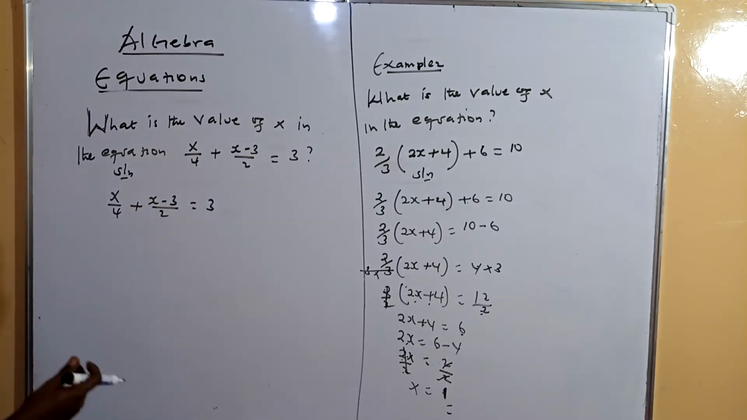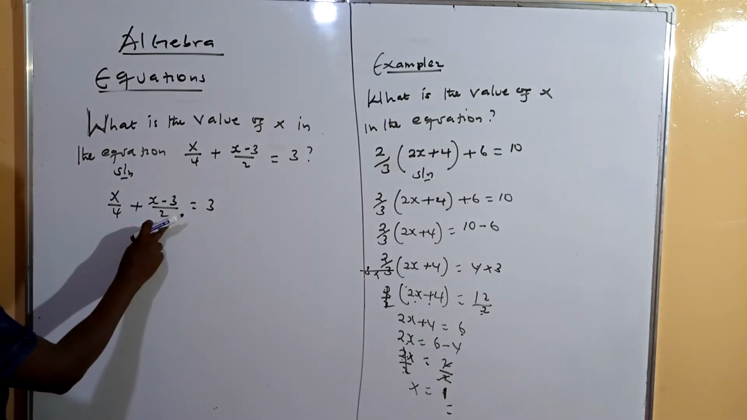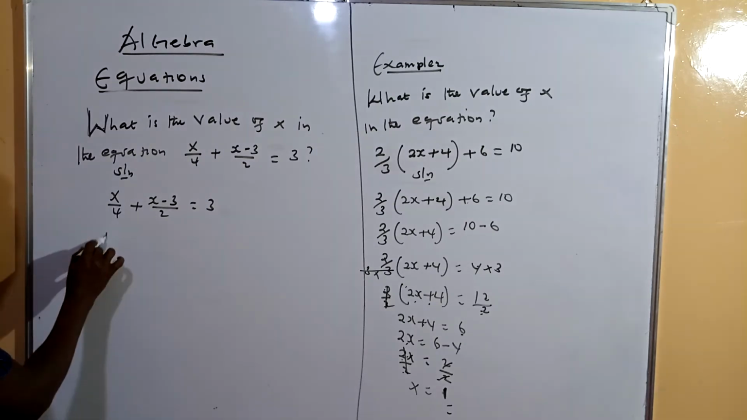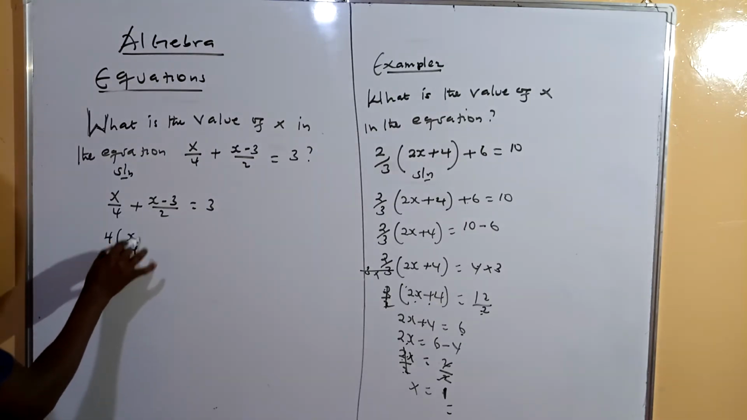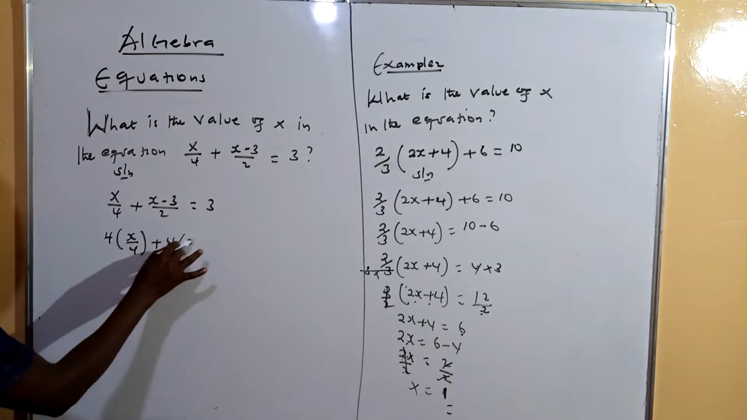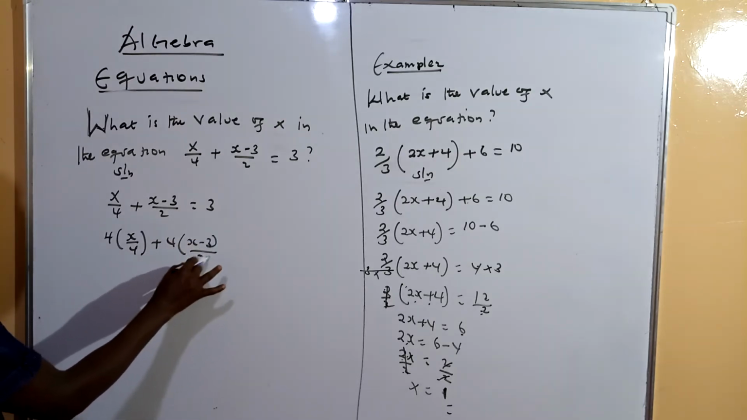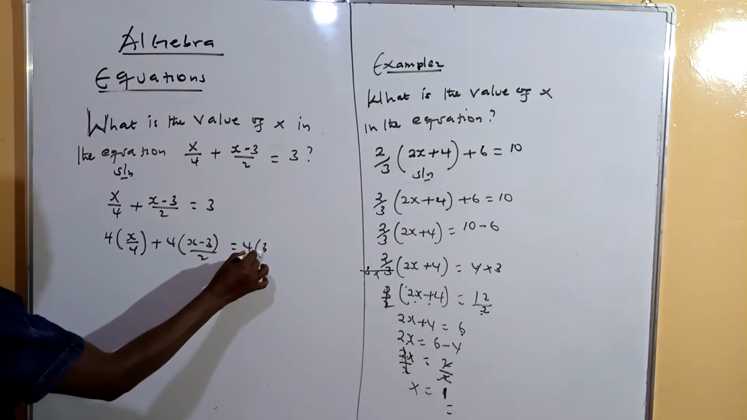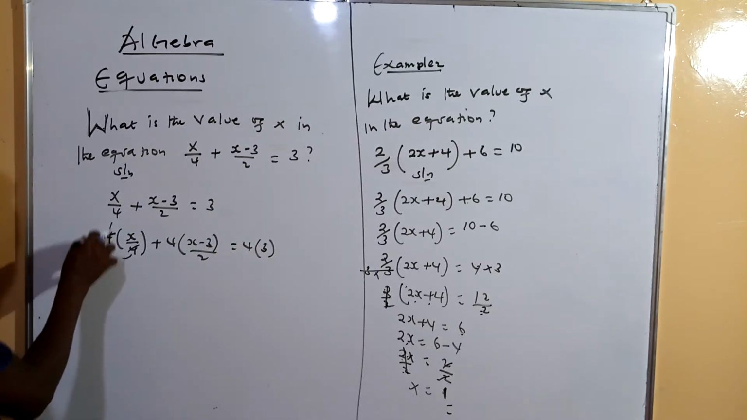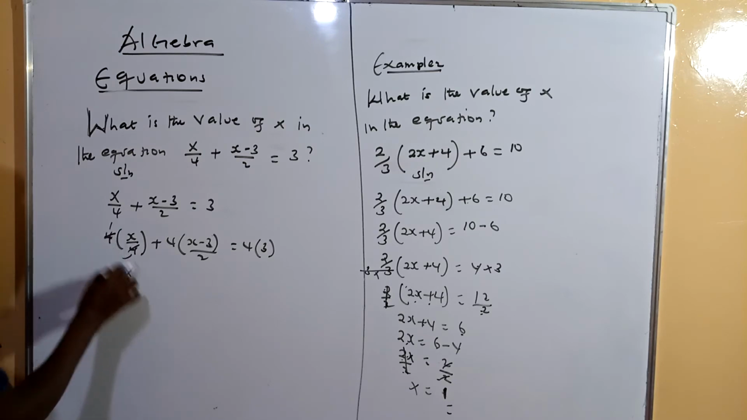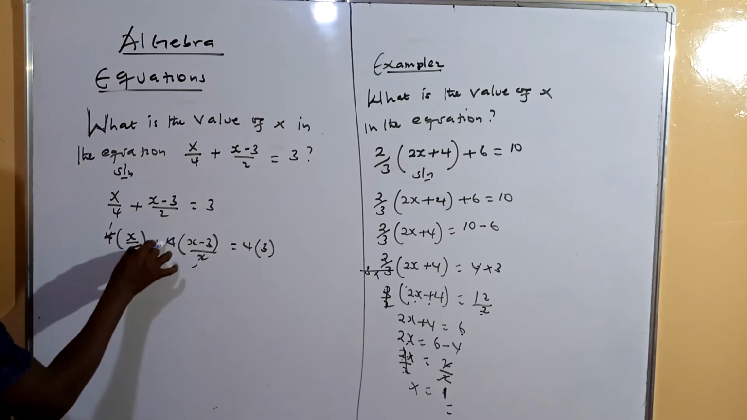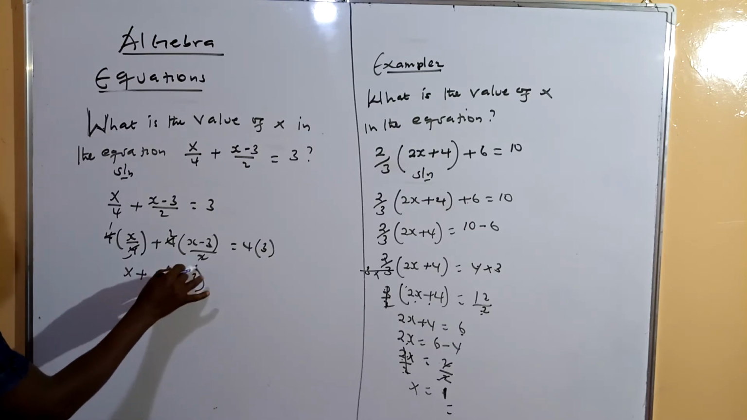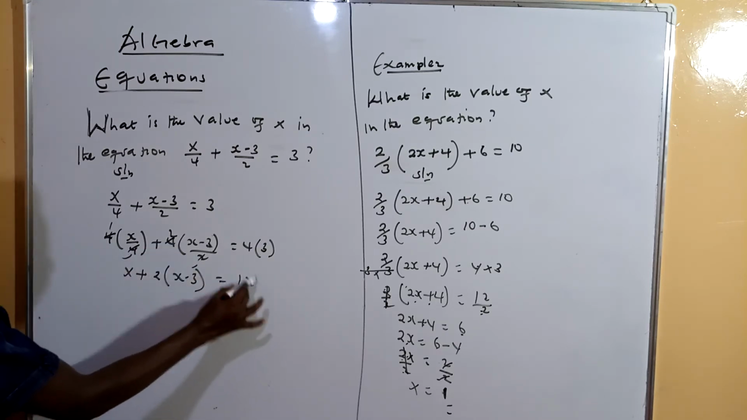The rule you have seen is that we use the LCM. The LCM of 4 and 2 is 4. So now we multiply 4 into x over 4 plus 4 into (x minus 3) over 2 is equal to 4 into 3. So this will be x. Then 4 divided by 2 is 2, so 2 into (x minus 3).